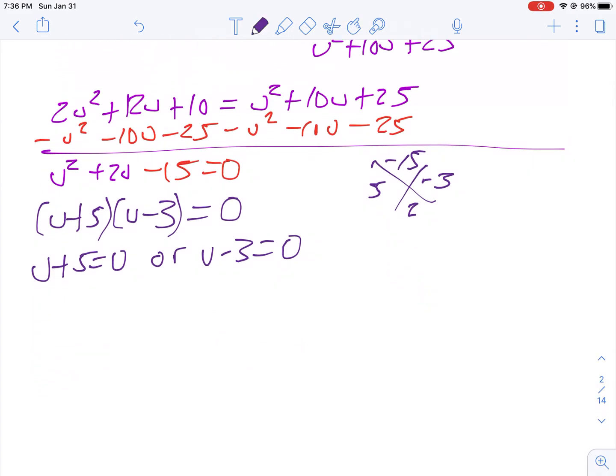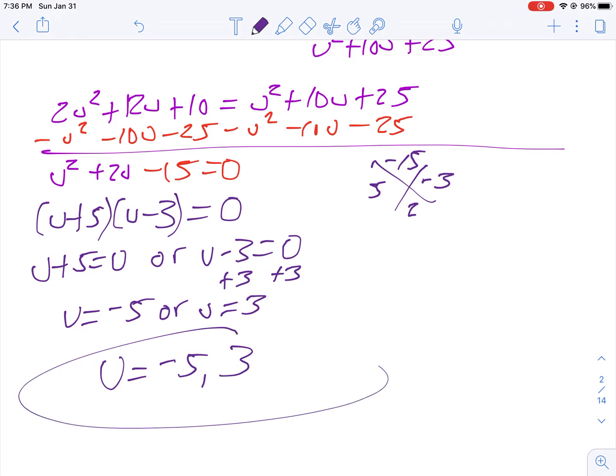Well, what do you have to add to 5 to get 0? Well, u would be negative 5. Or, what do you have to subtract from 3? That would be positive 3. When you type this into Alex, you're going to go negative 5 comma 3 is what you're going to say. That's what you would do for that problem.